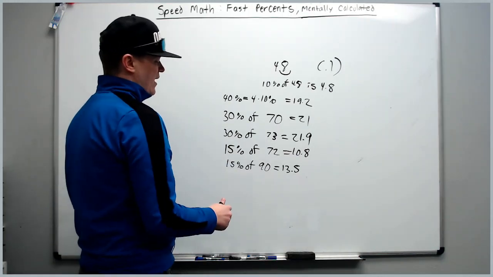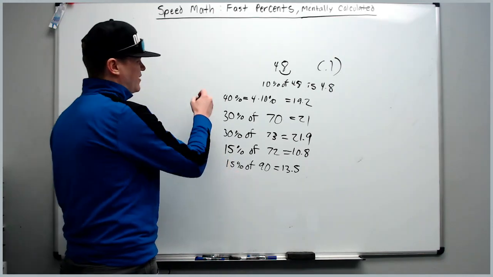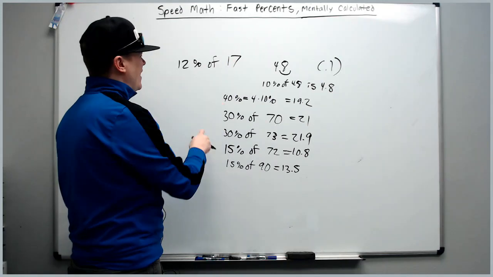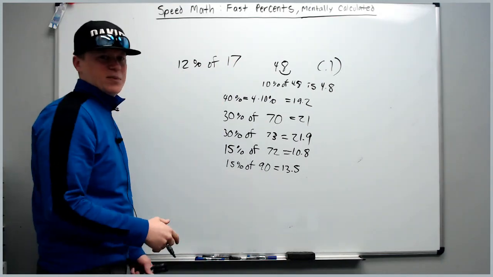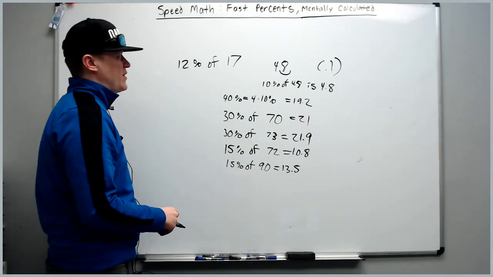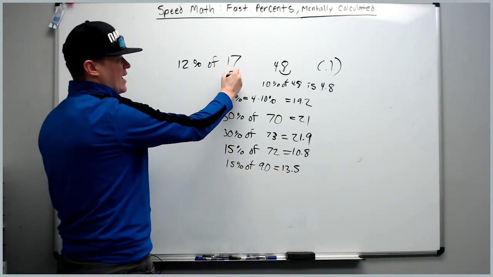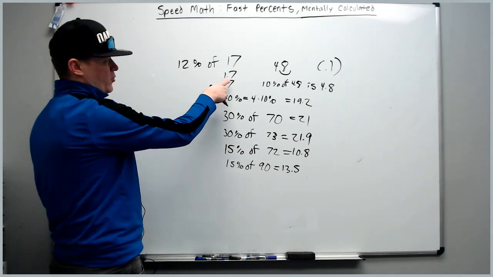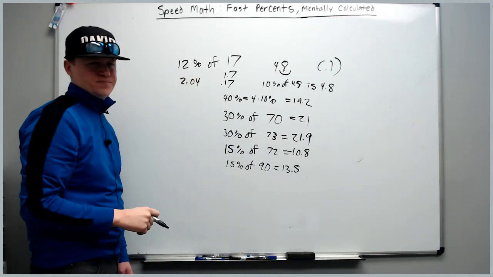Okay, let's do something that involves a 1%. Let's say I've got 12% of 17. How do you do 12% of 17? Of course, you can simply multiply 12 by 17 and move the decimal place 2 to the left. That's fine if you're quick with that. For me, what I like to do is 10% is 1.7 and 1% is 0.17. So I just simply take 1.7 and add 0.34 to get 2.04.